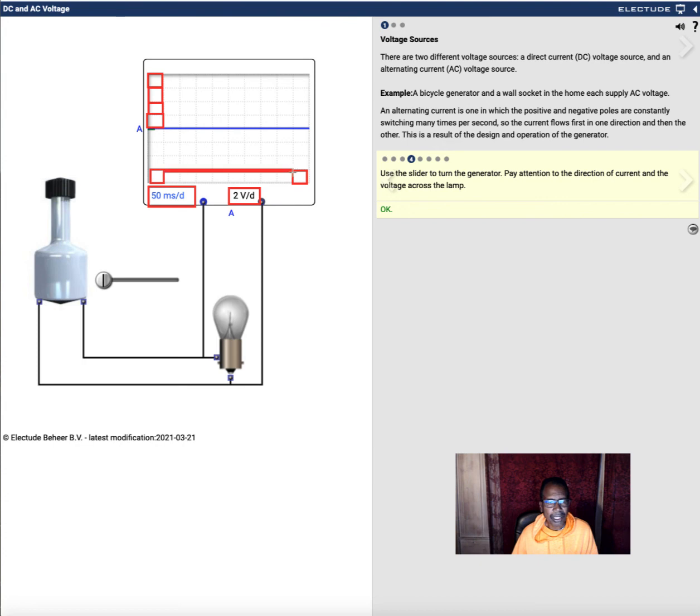From left to right, this scope is set to half a second. Time goes left to right, horizontal, and voltage is vertical.